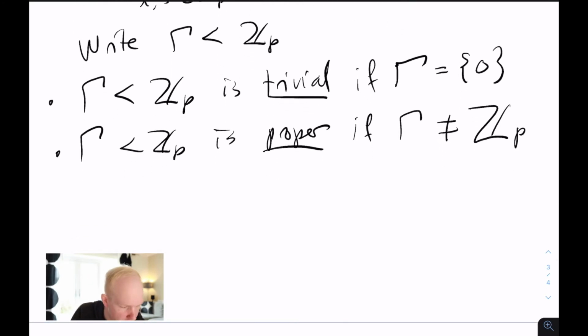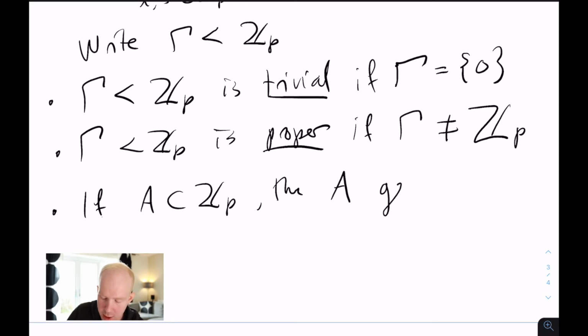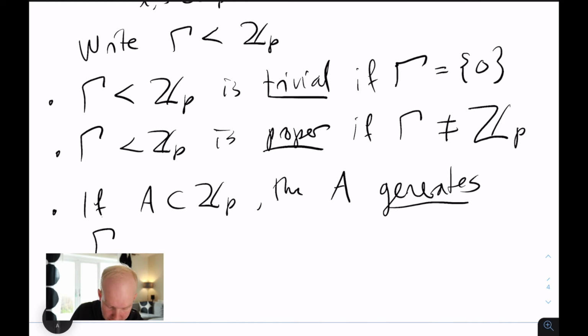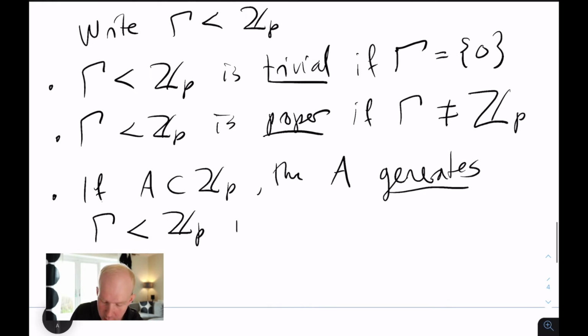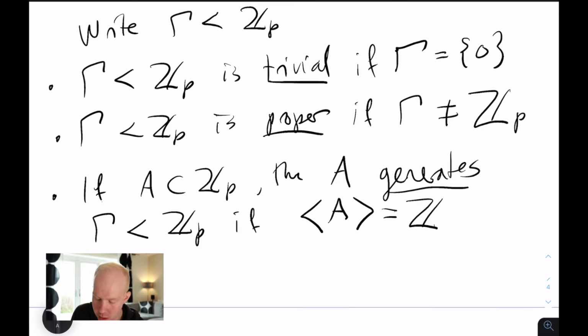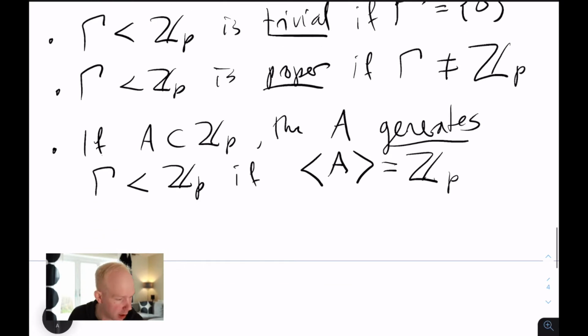And then one more thing: if A is a subset of Z_B, then A generates gamma, a subset of Z_B, if the subgroup generated by A is equal to gamma. So that's one final thing.